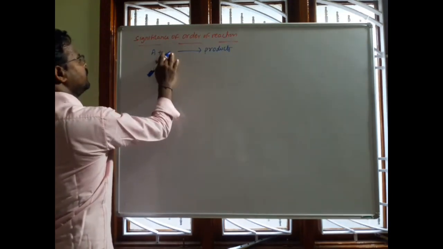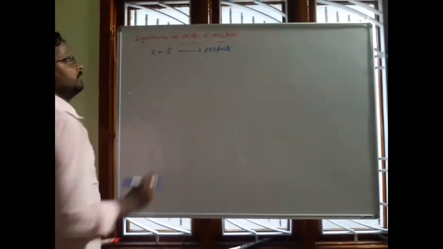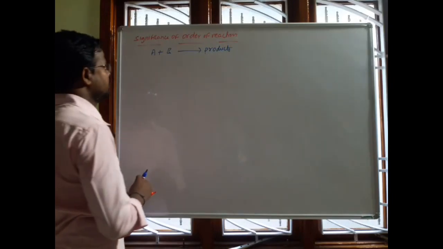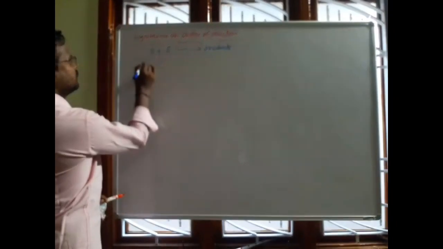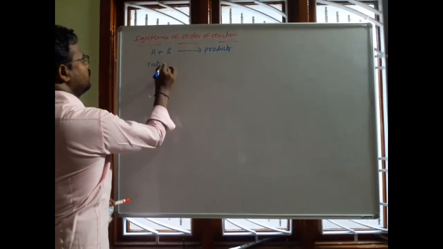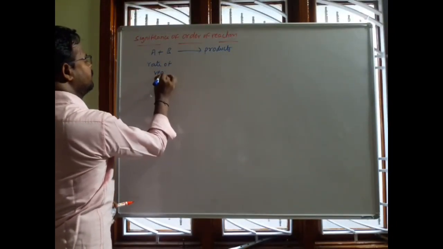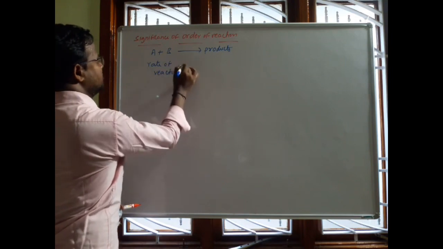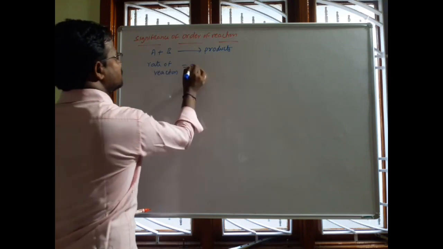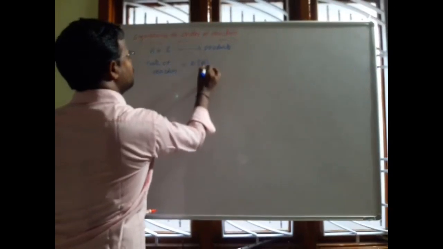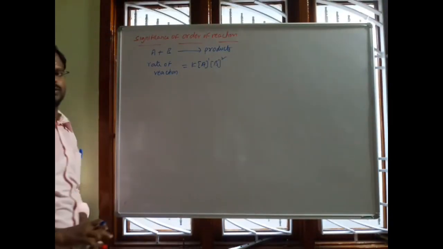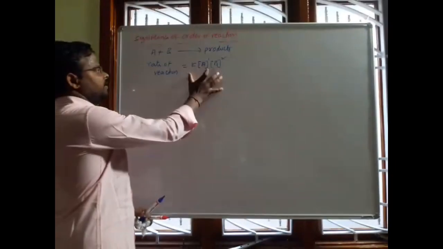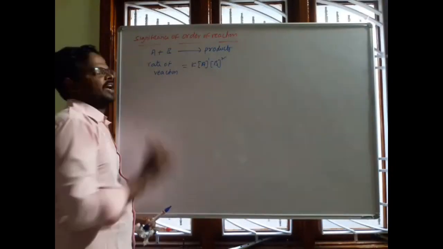A reacts with B to give products. Suppose the rate law for this reaction is rate equals K into concentration of A power 1, concentration of B power 2. Suppose it is the rate law expression for this reaction.